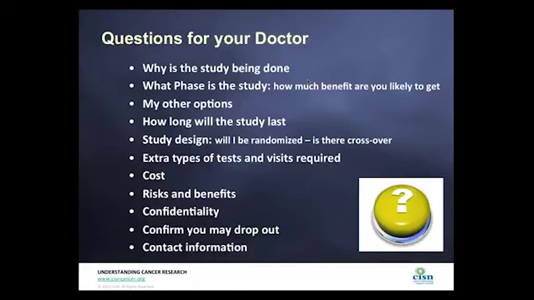Are there extra types of tests and visits? Am I going to have two MRIs? Three MRIs more than standard of care? Will I have extra biopsies, extra blood tests? And almost assuredly you will, because that's one of the ways they find out if something is better: they image it, they get biomarkers, they look at it really closely. So almost always there's extra tests and visits required.